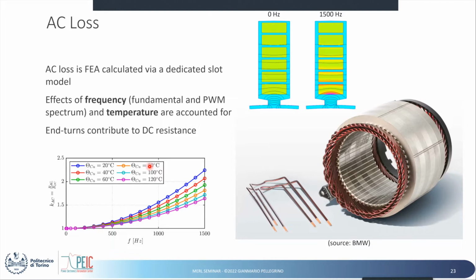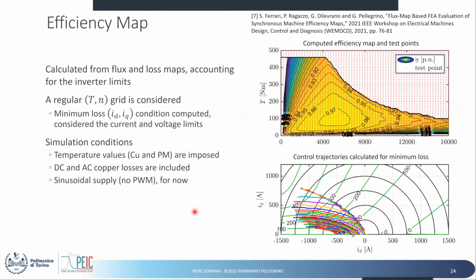And we have a table of AC loss normalized by DC loss, function of frequency, function of temperature. So as it gets warmer, the effect is mitigated. And with all these ingredients, just out of manipulation again, we can get to the efficiency map, which is normally the most comprehensive information of an electric motor. And it is what you need in many applications in automotive, for example.